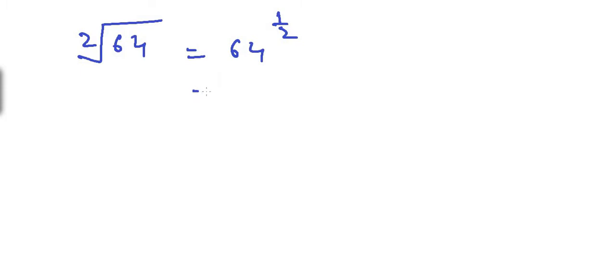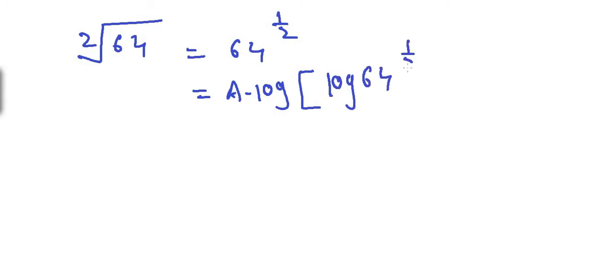Now let us find the root of a number using log table. Now consider the square root of 64. Now this can be written as 64 raised to 1 upon 2. So that is equal to antilog of 64 raised to half.